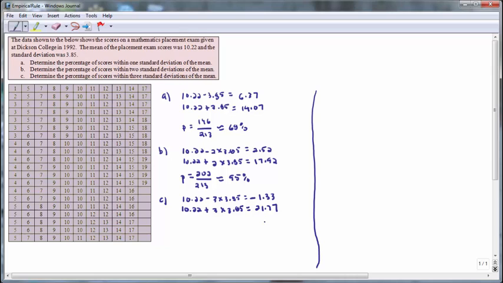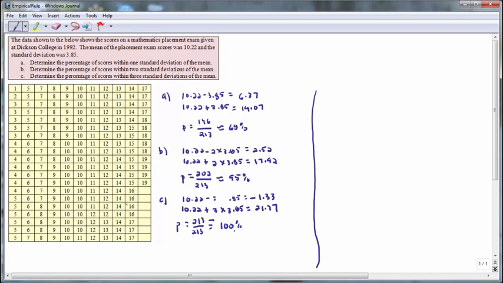The smallest score that we actually have in the data set is 1. The highest score is 19. So all of the scores fall between negative 1.33 and 21.77. So I could find the percentage, 213 divided by 213, and this would be 100%. Now, in general, you wouldn't expect 100% of the data to fall within 3 standard deviations of the mean, and the true percentage is about 99.7%.